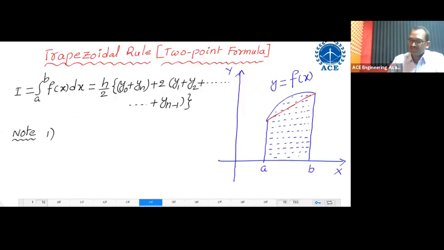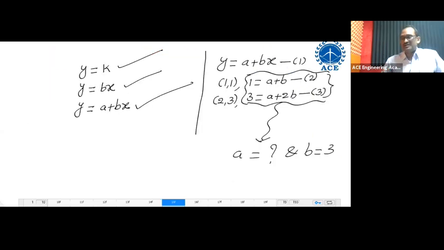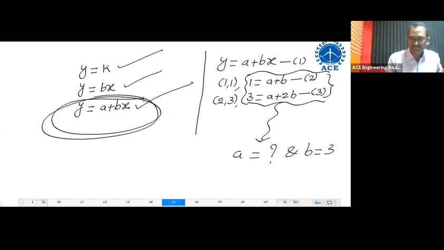Remember, the curve is replaced by a straight line. The most typical form of the straight line is this. Among all these lines, the complicated version of the line is this. In this equation, we don't know the a value and b value. So to get the values of a and b, your straight line has to pass through a minimum of 2 points, maximum no limit, minimum 2 points compulsory.